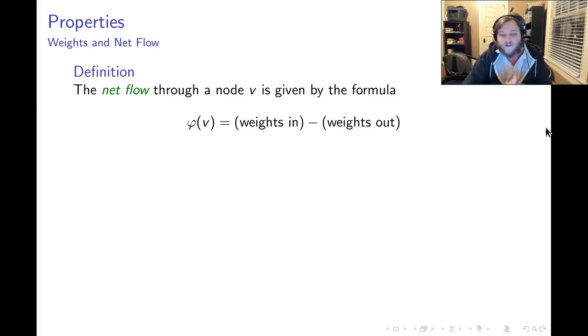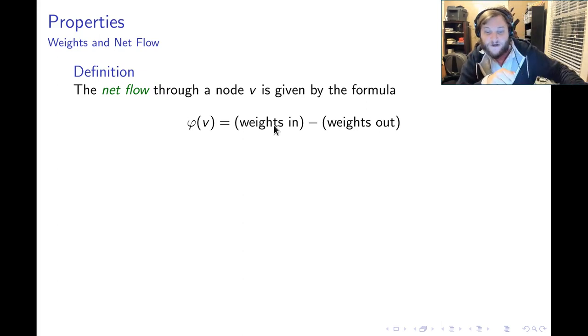So this gives us another concept, and this is the concept of net flow. One thing that sometimes turns out to be useful if you're working with a weighted digraph is to go to each node and ask, what is the net flow through the node? When we say net flow, what we mean is let's add all of the weights pointing at the node, and then let's subtract all of the weights pointing away from the node.